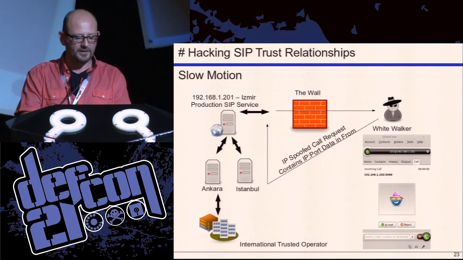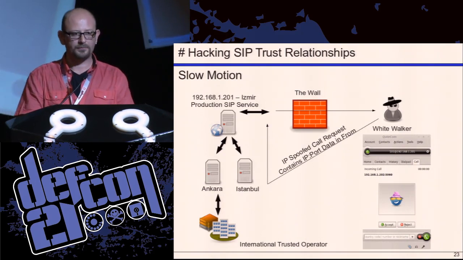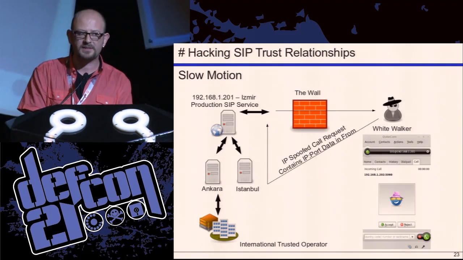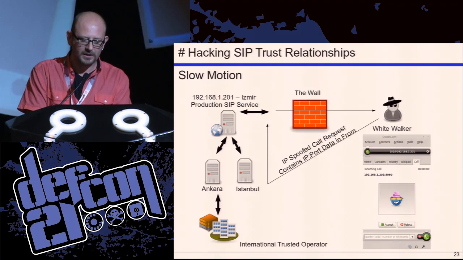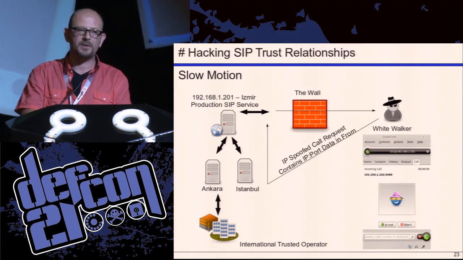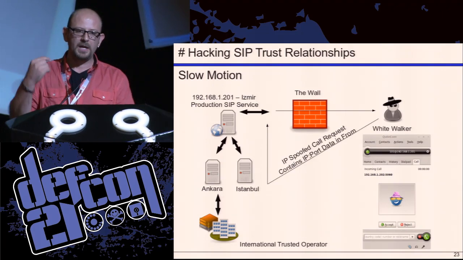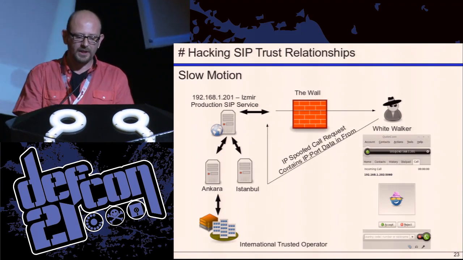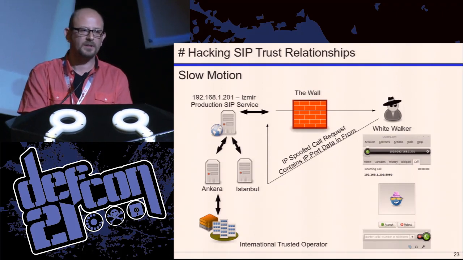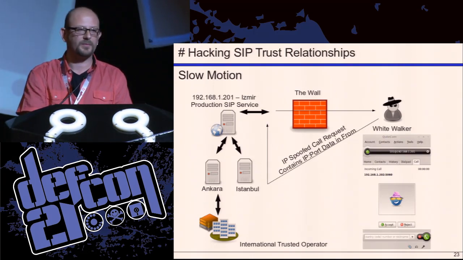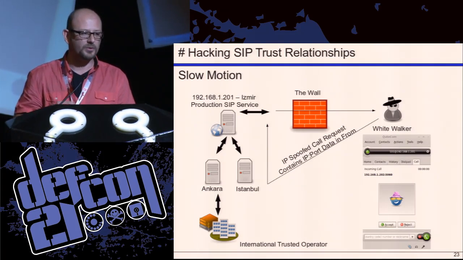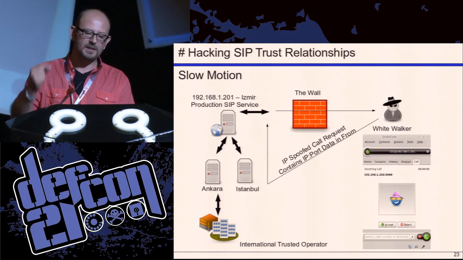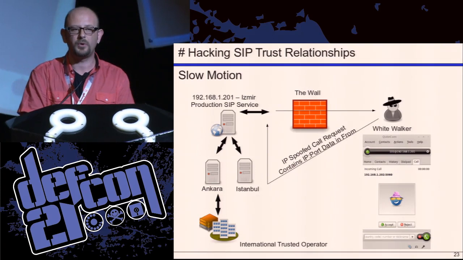Okay, here's the schema and demo. There's an attacker. The attacker has no idea about Ankara's or Istanbul's IP addresses and networks. He should know only the B-class network, maybe the C-class network. He should have a soft client from the Izmir server, this production server. He will initiate IP spoofed packets from this field, just like sending from Istanbul or Ankara. And when we have a call, we will see the IP address and port. That means Izmir trusts Istanbul's IP address and port.